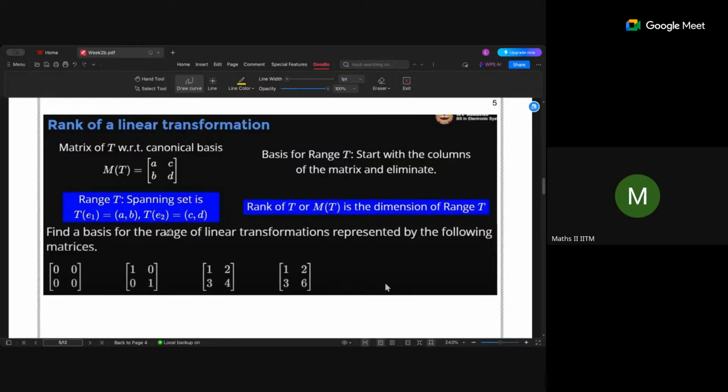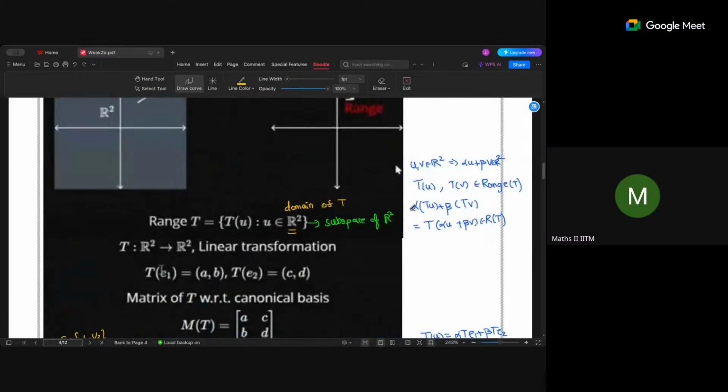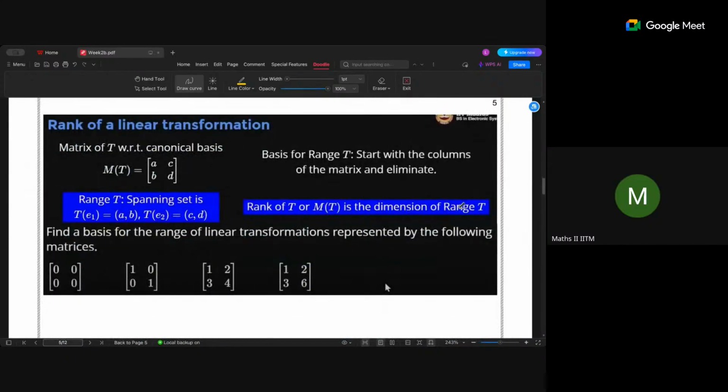Now we will see some examples here. Before looking at the examples, we will have one more definition. What is the rank of a linear transformation? Rank is simply the dimension of this range. We saw that the range of T is a subspace, so it will have a dimension. The dimension of the range of T is the rank of T.